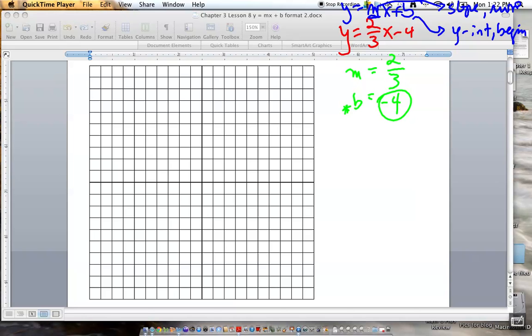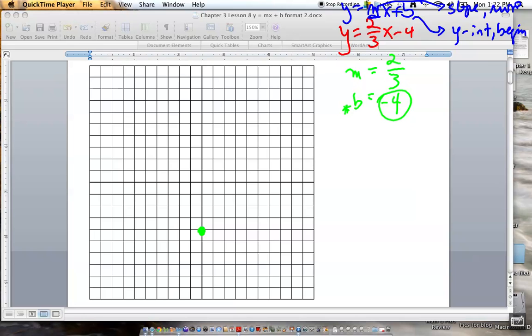So on your paper, everybody should do this. Go down to -4, 1, 2, 3, 4, and make a mark. Now, what I noticed on Ethan's paper, Ethan did perfect slopes, but you missed the y-intercept.